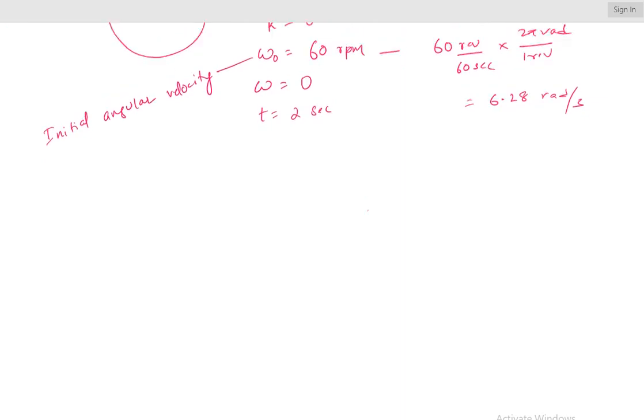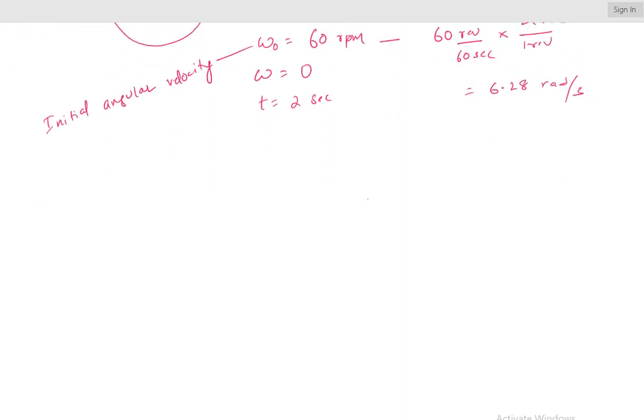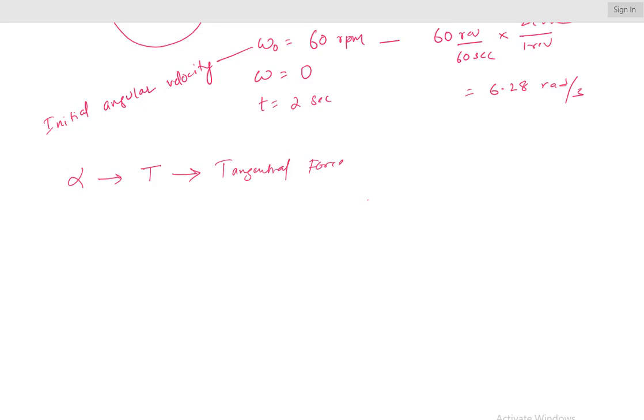Alright, so now we need to calculate the angular acceleration, because from this we'll calculate torque. From torque we can calculate tangential force. This is what we're going to do.